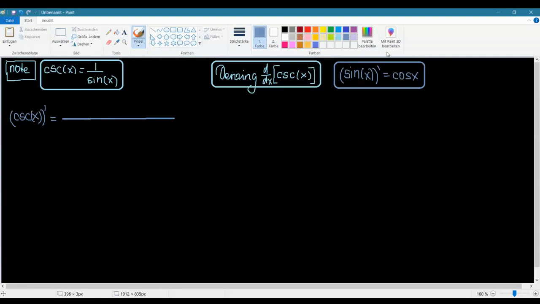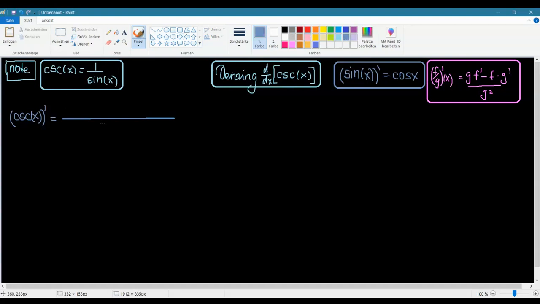Let me write down the quotient rule really quickly, and then we can have it before our eyes as we do it. The quotient rule states that f over g of x prime is g times f prime minus f times g prime over g squared. Okay, so let's apply that. G in this particular case is sine x. F is 1, which is going to make life a lot easier.